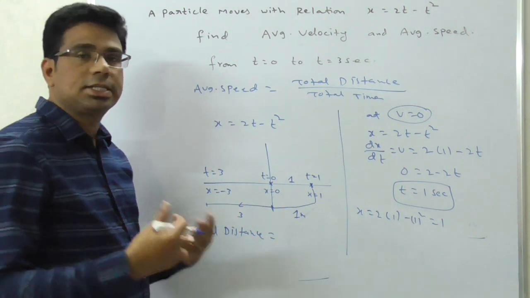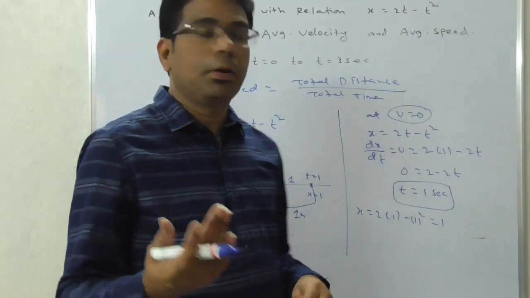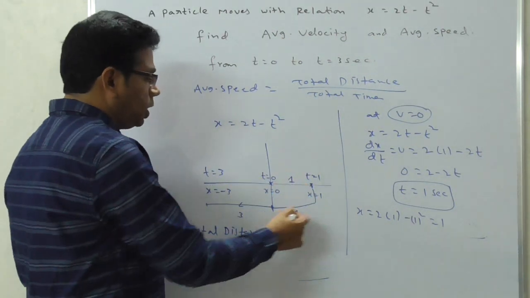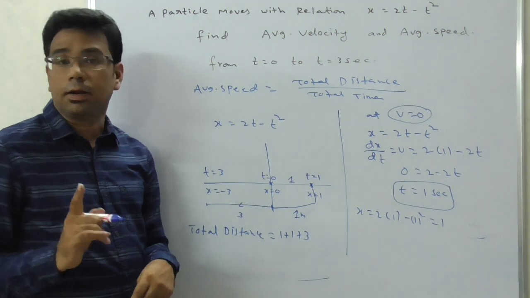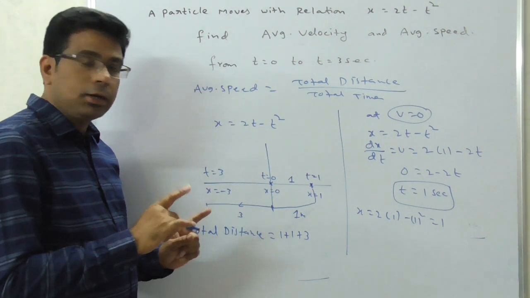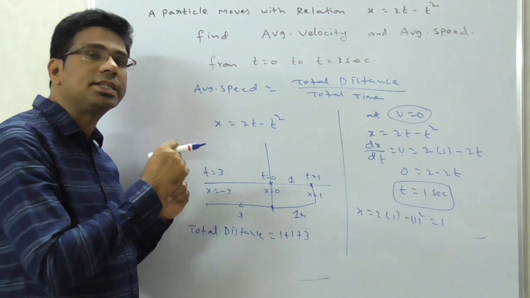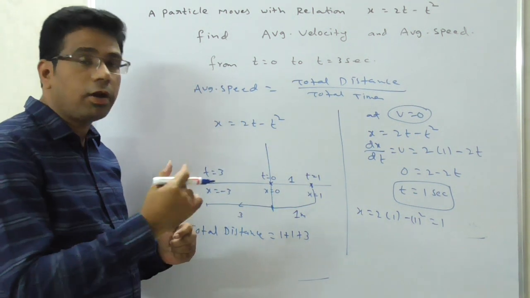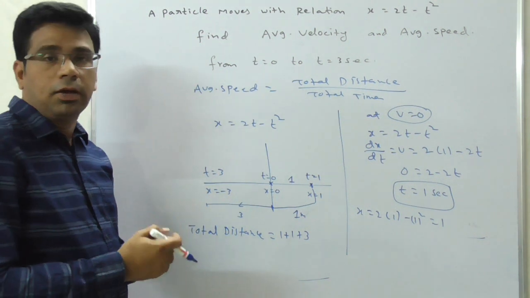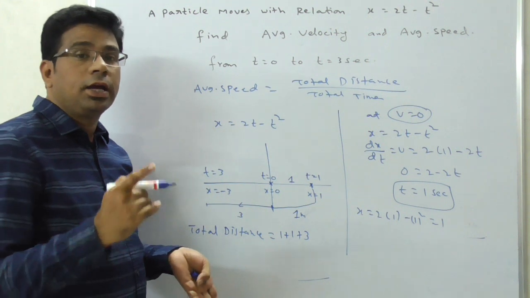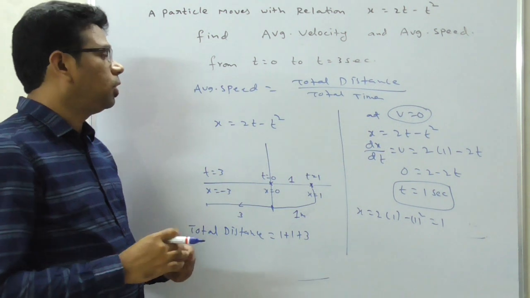Total distance is a scalar, so you should take only positive sign here. Distance always results in a plus sign only. Therefore here the total path, total distance, is 1 plus 1 plus 3. Clear or not? So a very important concept. For displacement, no need to check all this, only initial and final. But for total distance, where does it become important? For average speed. When you calculate average speed, definitely check whether the particle takes a turn or not.